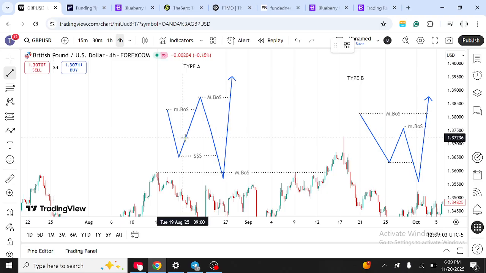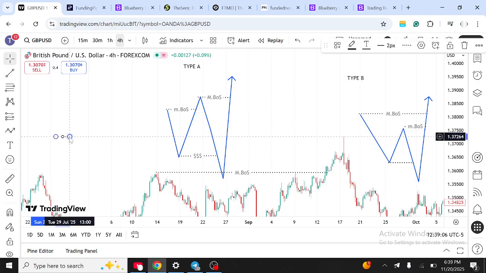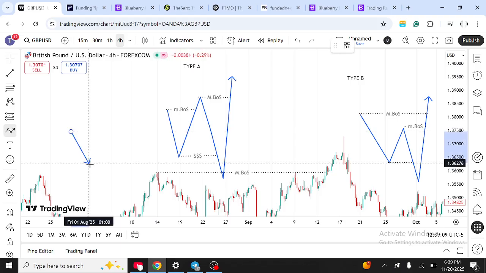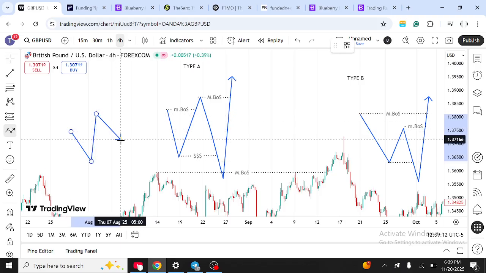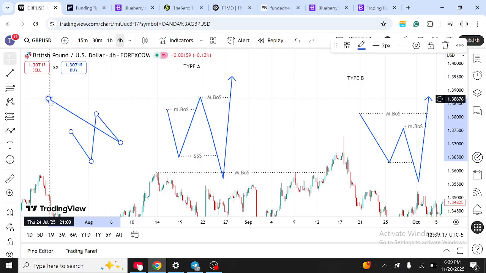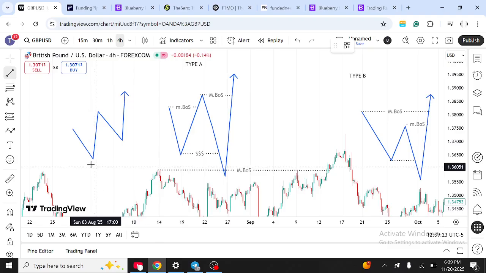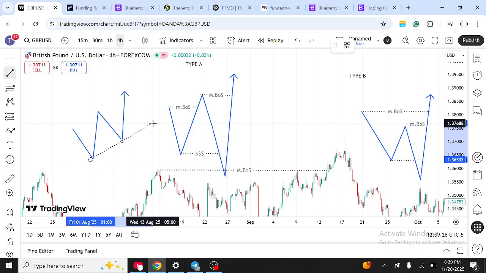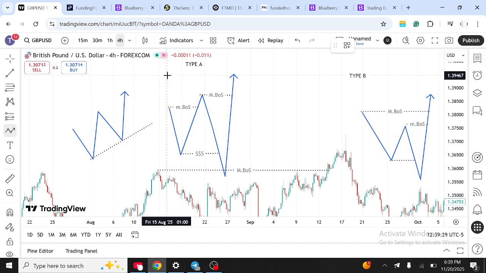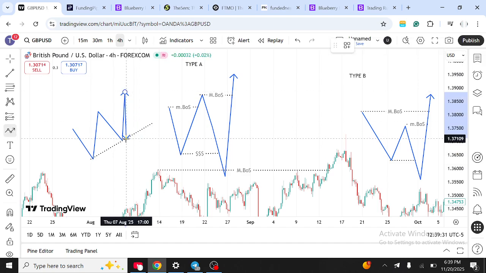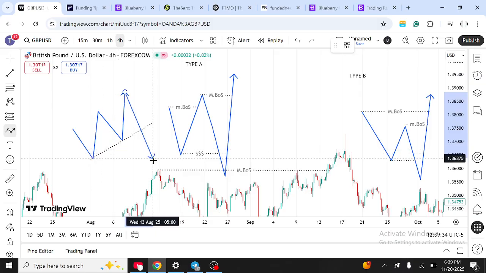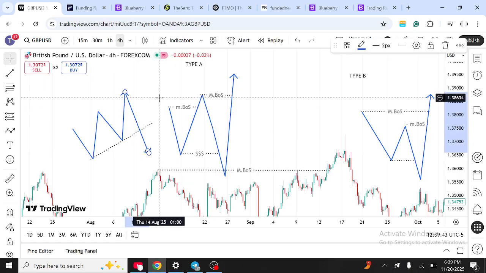All right, for example, let's say price is breaking structure to the upside. Everybody can see that this is a very good trend line. And if price eventually comes to take out this low and this low, that means the liquidity here has been taken out. All right, this is very clear.